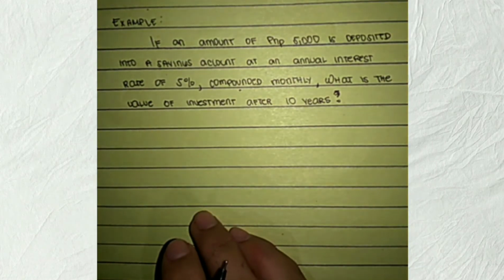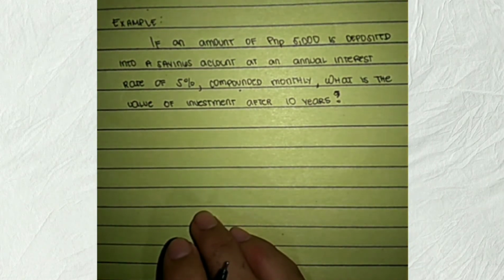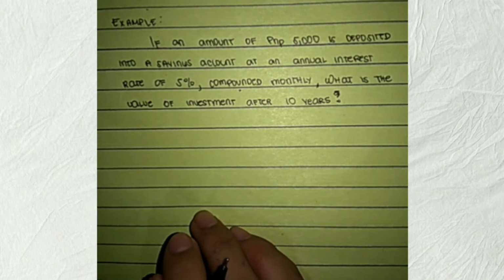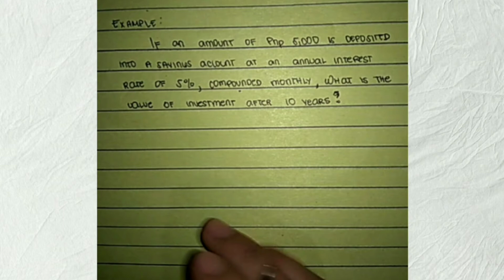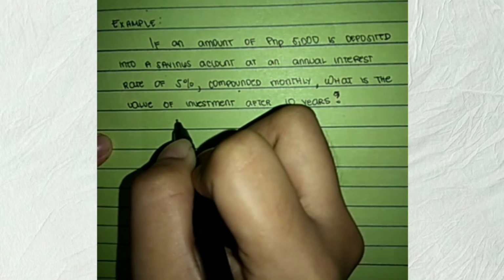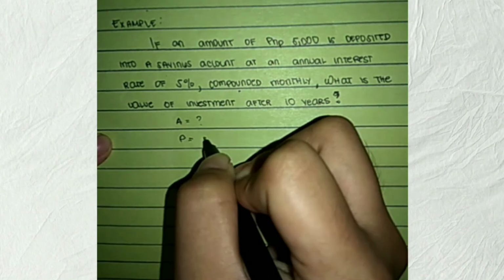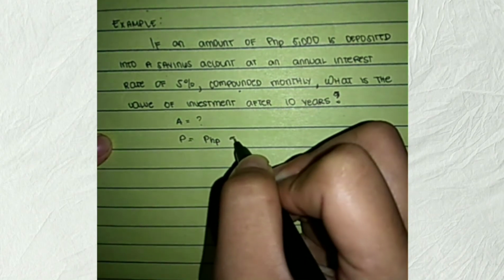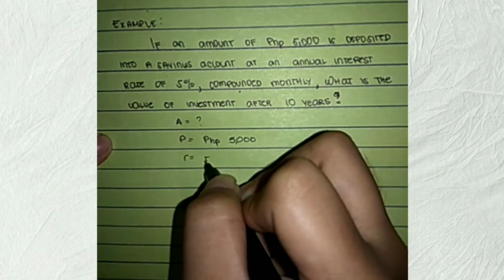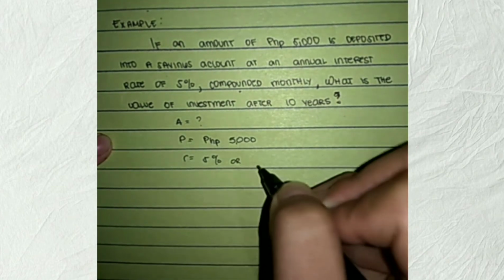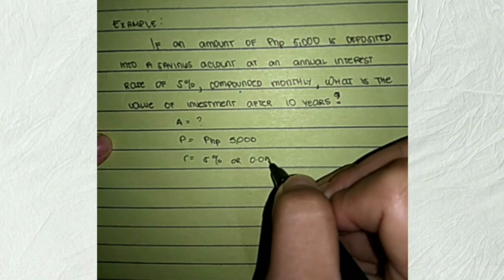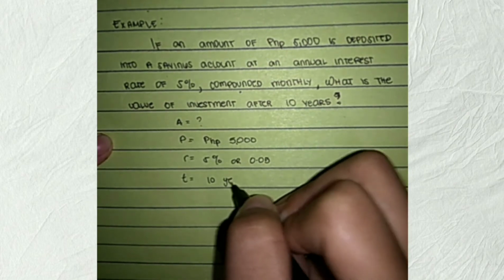If an amount of 5,000 pesos is deposited into a savings account at an annual interest rate of 5%, compounded monthly, what is the value of the investment after 10 years? So let's organize the information that we need from the given problem. The unknown variable is A, or the future value of the investment. We have a principal amount of 5,000 pesos. R or our rate is 5% or in decimal form 0.05. The T or time is 10 years.